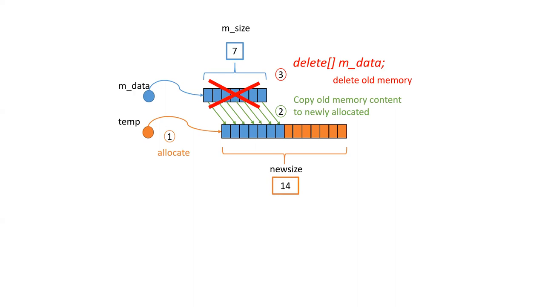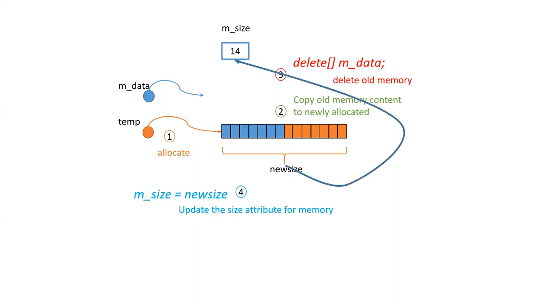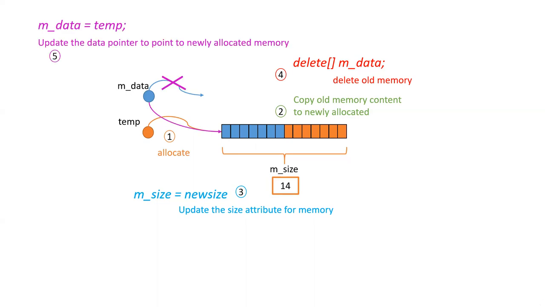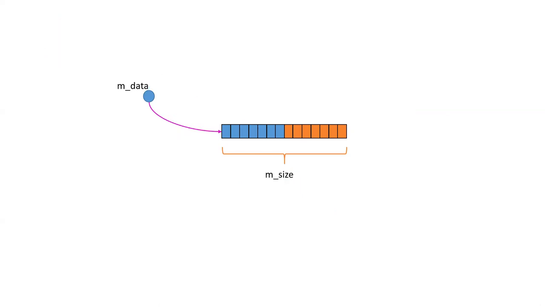Now what you need to do is, because it's all gone, that mData is not pointing to anywhere, right? Now you have to actually make that thing point to where your temporary pointer is pointing, which is going to be this, okay? So you update the size, and then you make the pointer point to the newly allocated place, and after that, poof, you have a memory with new size. Anything other than this, you're going to have memory leak. Okay?